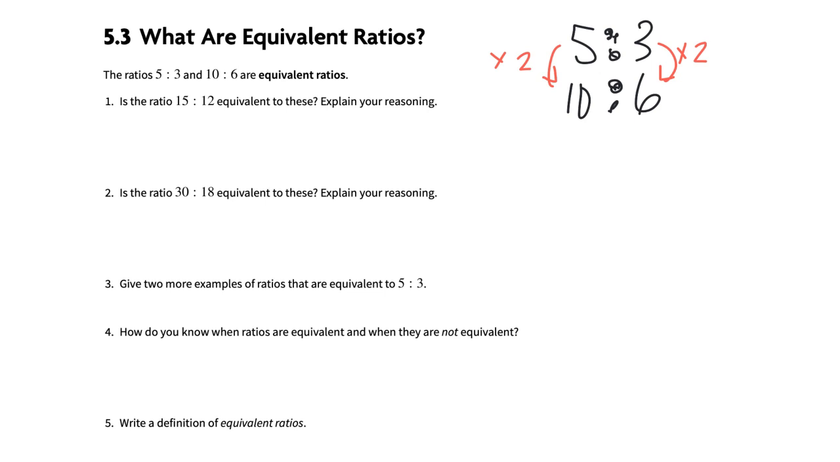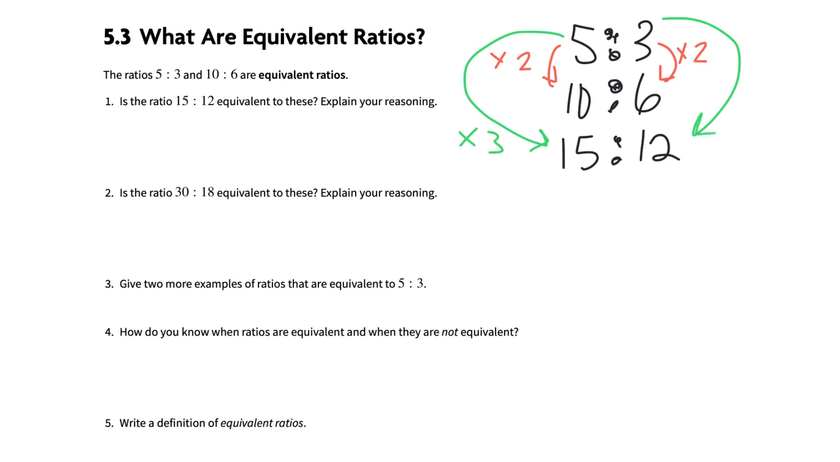So if I stick 15 to 12 in there, is that an equivalent ratio? Well, we see going from 5 to 15, that's times 3, but going from 3 to 12, ooh, that's times 4, so that is definitely not an equivalent ratio. 15 to 12 is not an equivalent ratio.